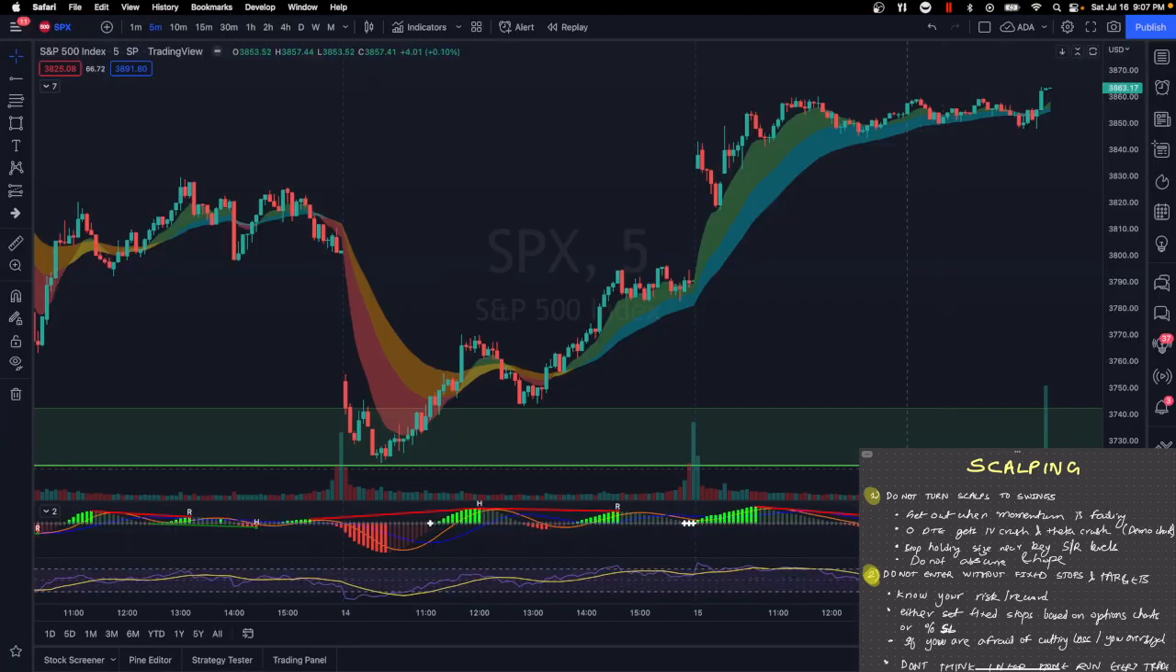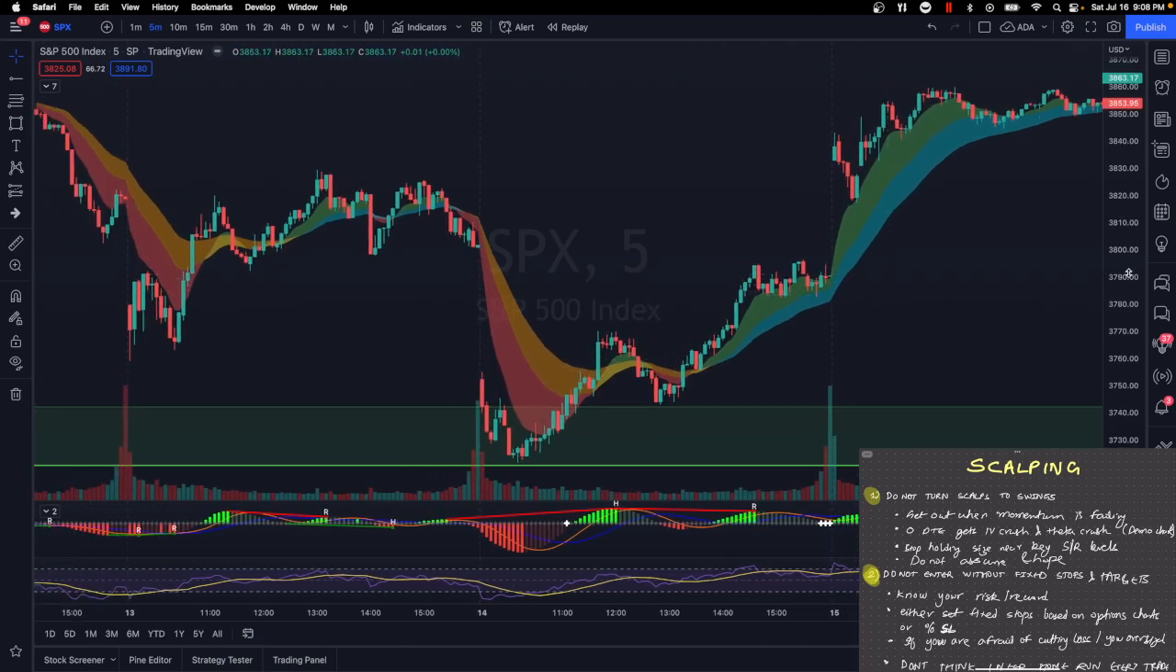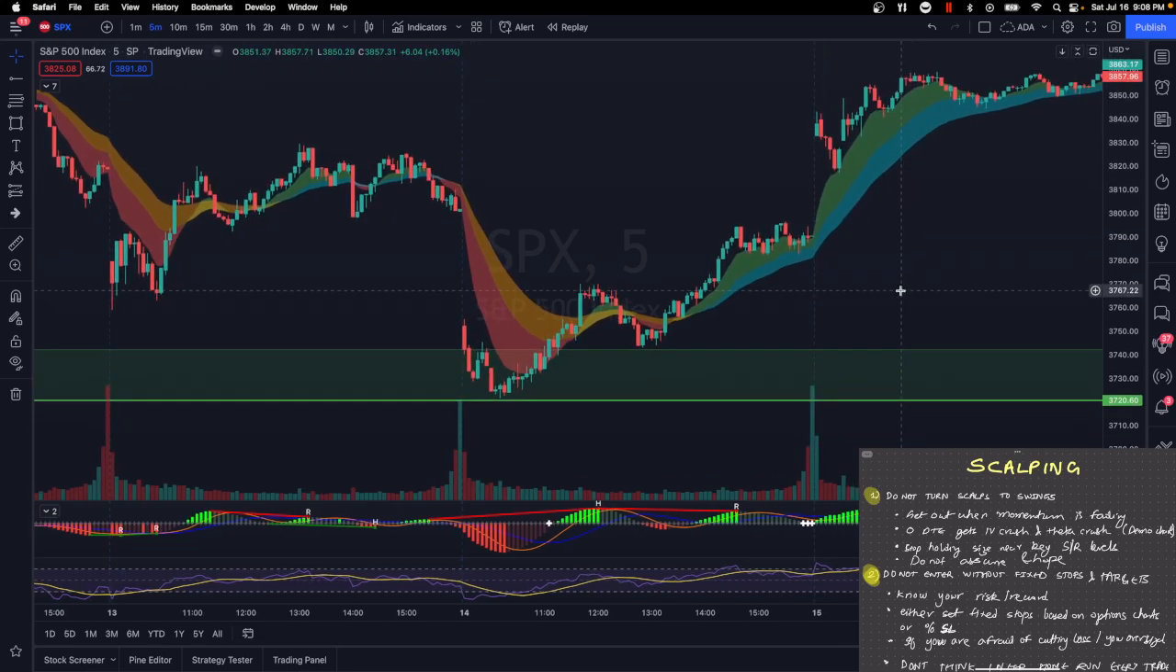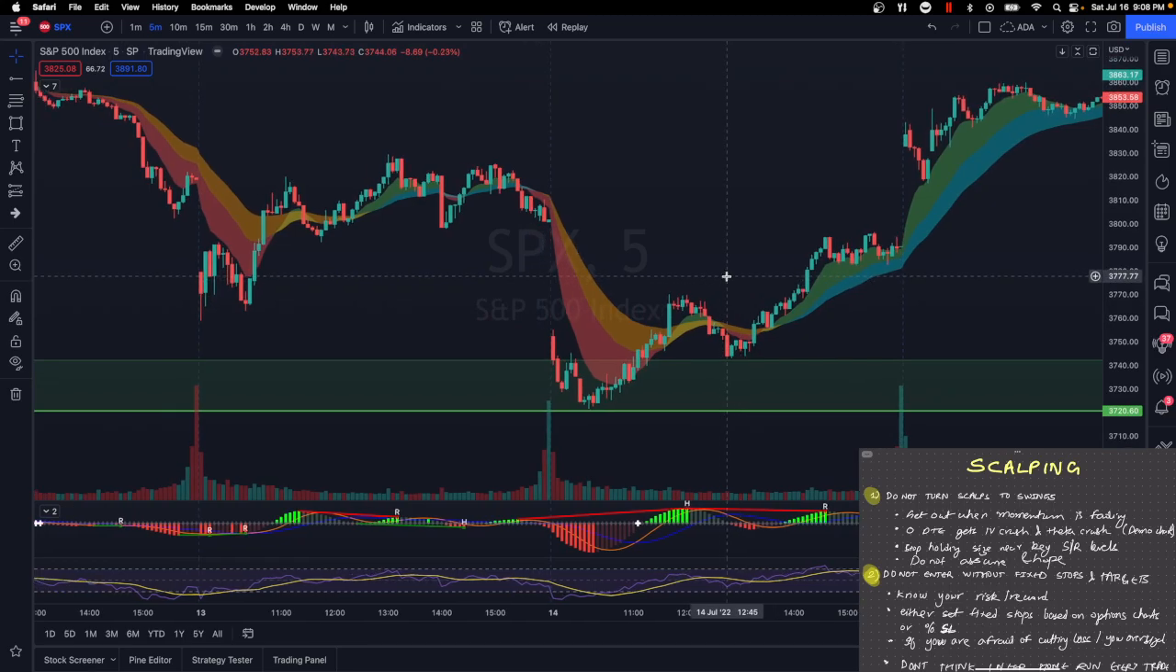First and foremost, do not turn your scalps to swings or intraday positions. Do not overstay your welcome on these trades because this can get nasty very quick, especially for beginner traders who oversize on their trades and do not have the habit of cutting their losses early, small losses, and do not respect their stops. This is for them. So do not turn your scalps to swing positions. Get out when the momentum is fading.